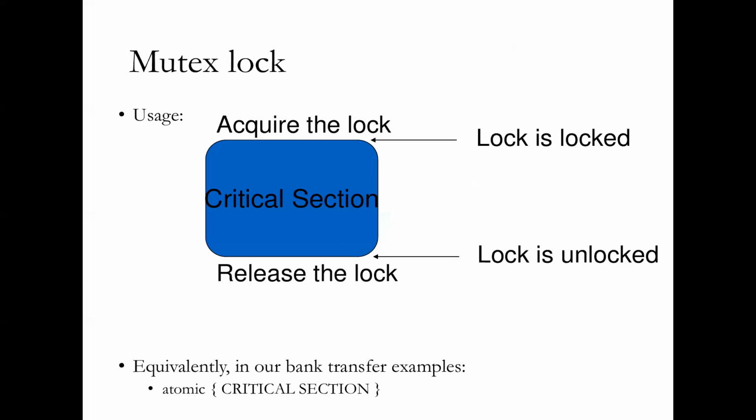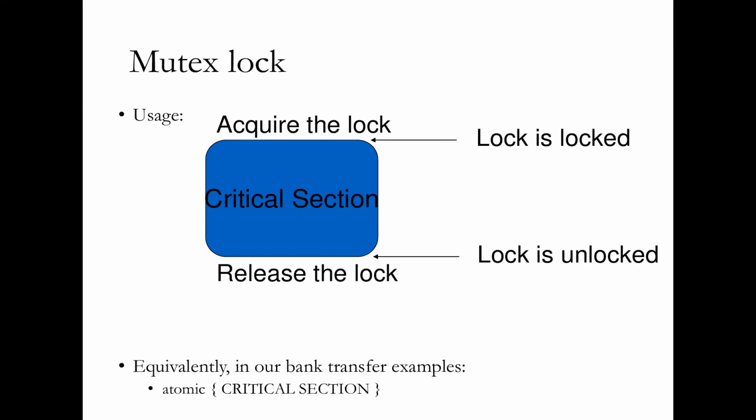Effectively, our idea is to protect the critical section with a lock. Before we enter the critical section, we're going to acquire the lock, and this is what we call the entry section. When we exit the critical section, we're going to release the lock. That is the exit section. Another way to think about this problem is to consider a special lock which makes sure that only one thread enters the critical section.